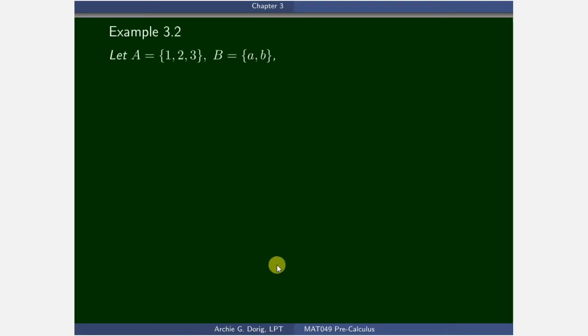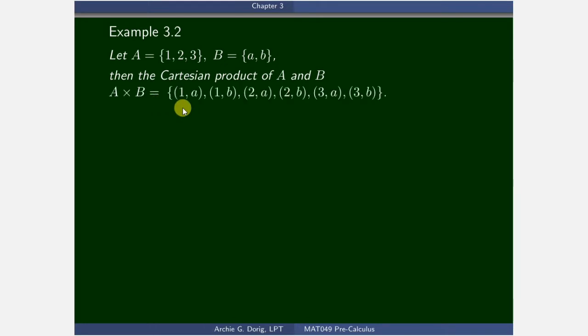Example: let A be the set with elements 1, 2, 3, and B be the set with elements a, b. Then the Cartesian product of A and B, denoted by A cross B, is this one. So we have (1, a), (1, b), (2, a), (2, b), and lastly (3, a) and (3, b).